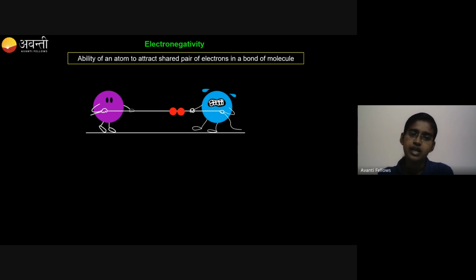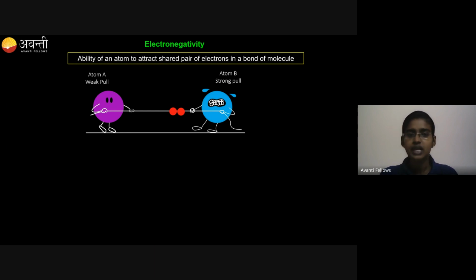So you just see here, 2 atoms. One is a violet colored atom, the other one is a blue colored atom. But what is this blue colored atom doing? In a bond, we have 2 electrons. But the blue colored atom is pulling the violet colored atom's electron towards itself. So atom A is having a very weak pull, but atom B is having a very strong pull. So atom B is more electronegative now, right?